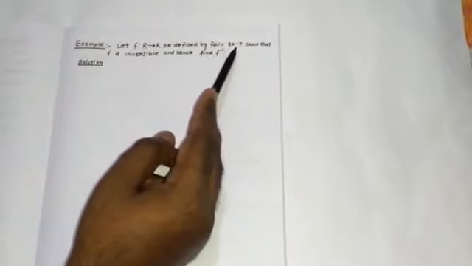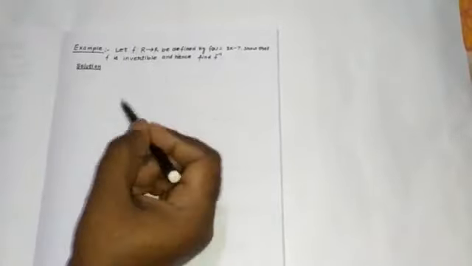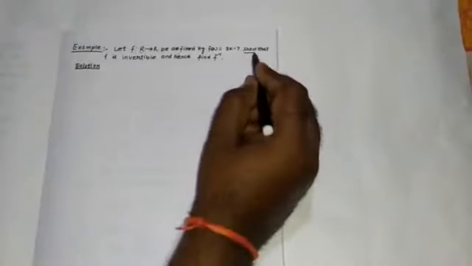This example is, let f be a function which maps from R to R, where R is the set of real numbers and this R is also the set of real numbers, defined by f(x) equals 3x minus 7. Show that f is invertible. First of all, we have to show this f is invertible, and hence find f inverse.